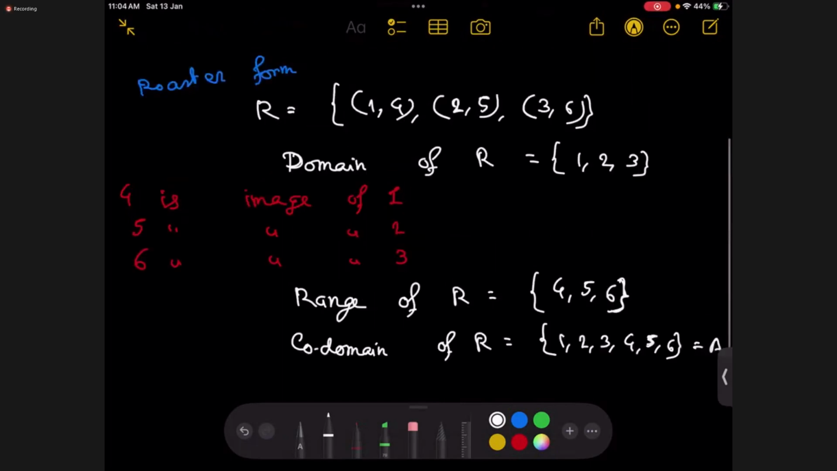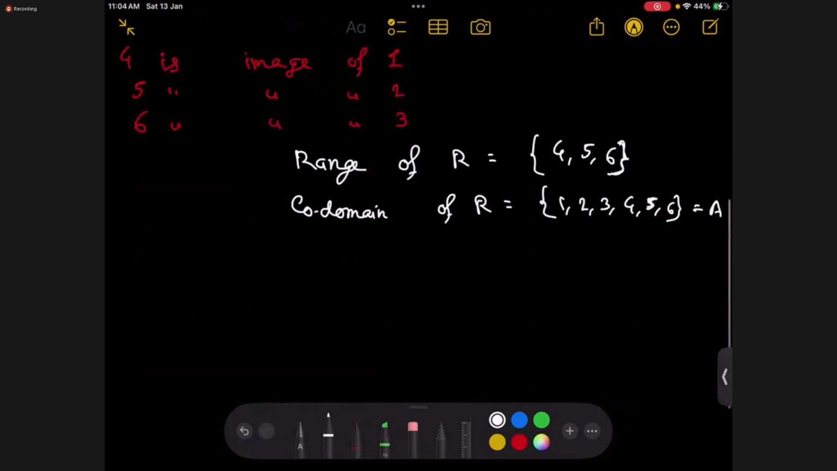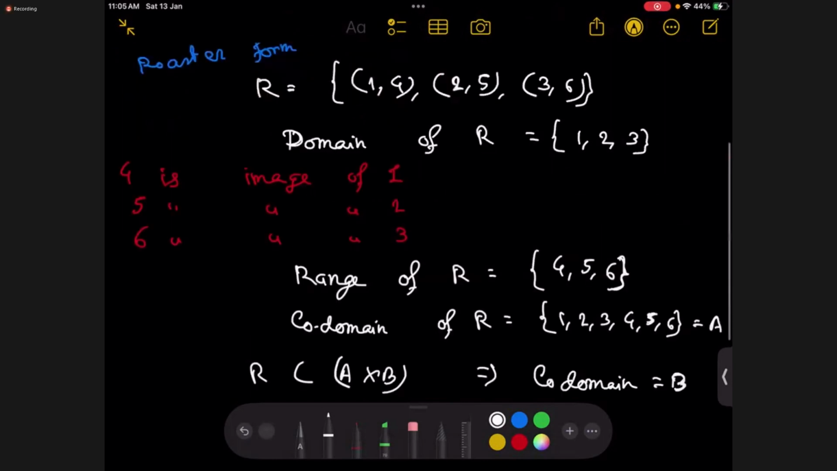That is, we can understand that whenever we have a relation R, which is a subset of A cross B, then the codomain must be the set B, but the rest of the things, like domain and range, can be seen from how the relation has been defined.